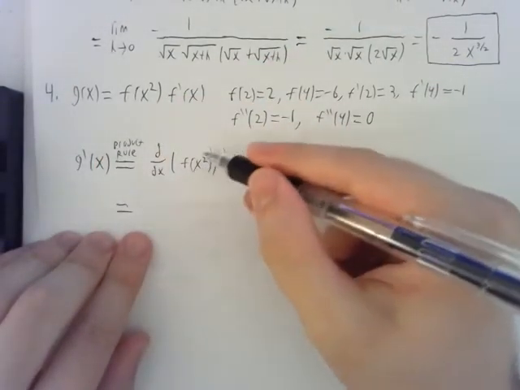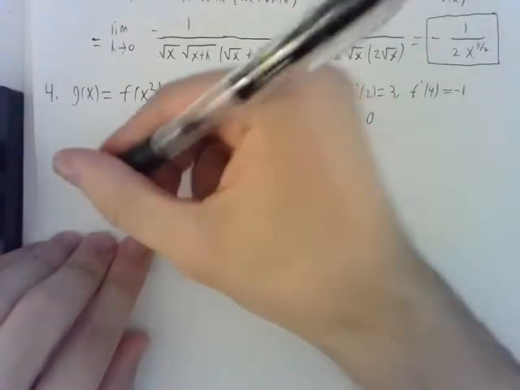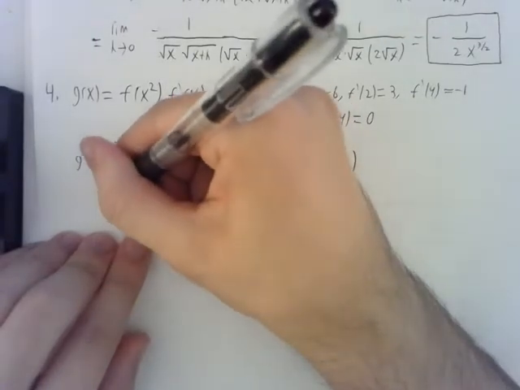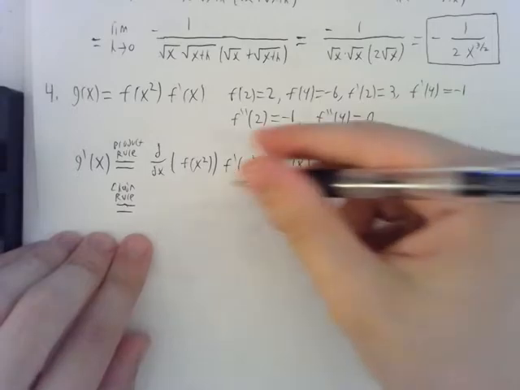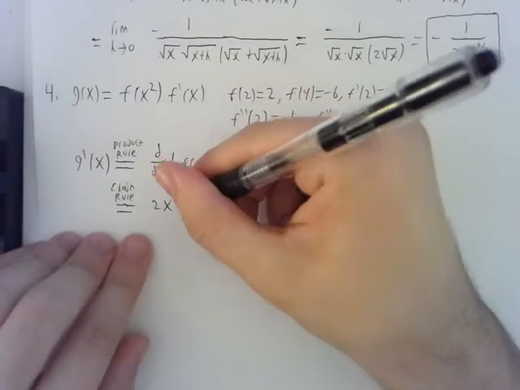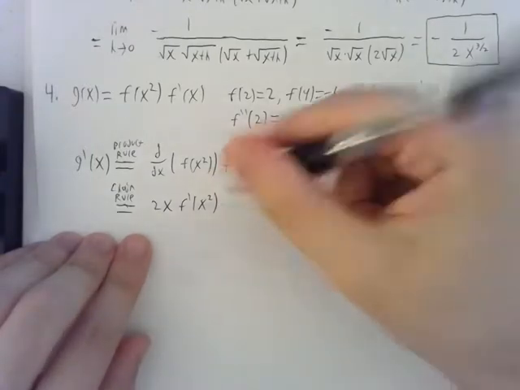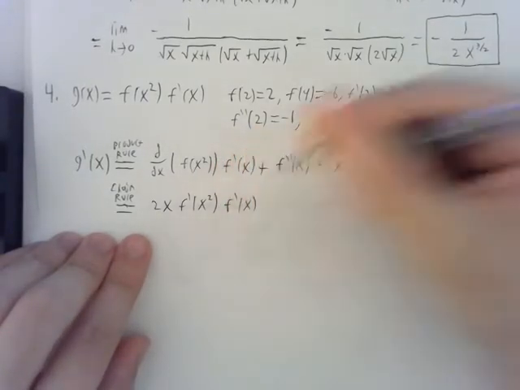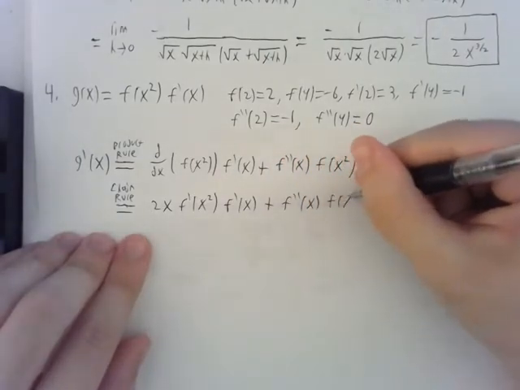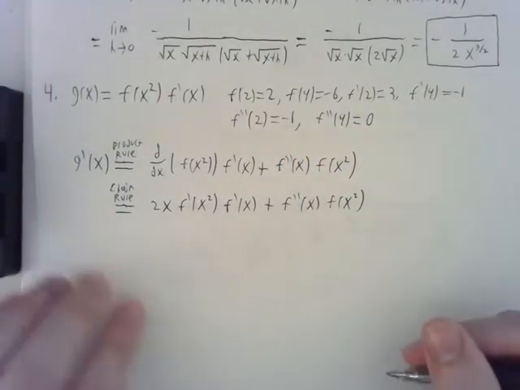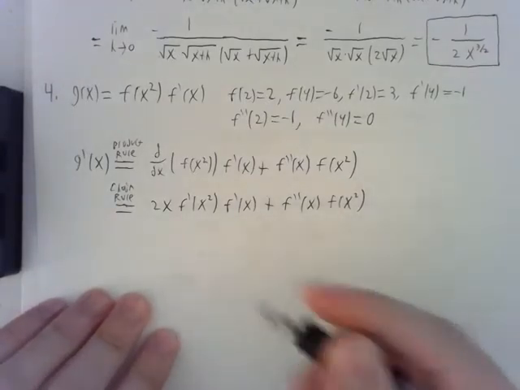Now this derivative of f of x squared, since there's a function inside the f, we need to use the chain rule. And so the derivative of the inside function is 2x. So we get 2x times f prime of x squared. This is that derivative by the chain rule. We multiply by f prime of x, then add f double prime of x, f of x squared. So this is a formula for g prime of x.